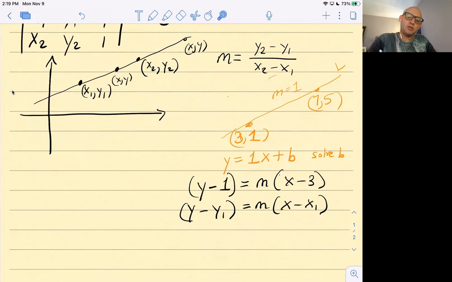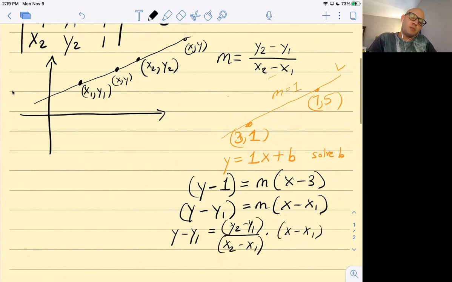So now what we're going to do is express m using this formula that we got earlier. Keep in mind, our true variables are y and x. Everything else is kind of like a constant. And let's write it in mx plus b form. So we have y minus y1 equals y2 minus y1 all over x2 minus x1 times x minus x1.